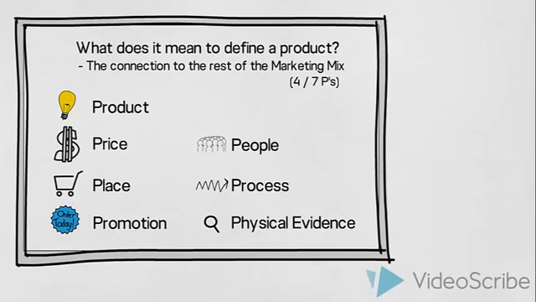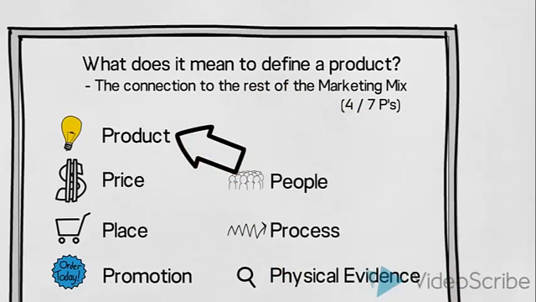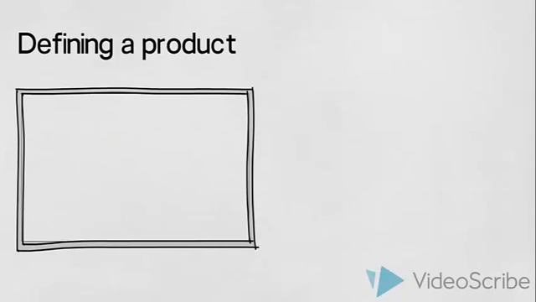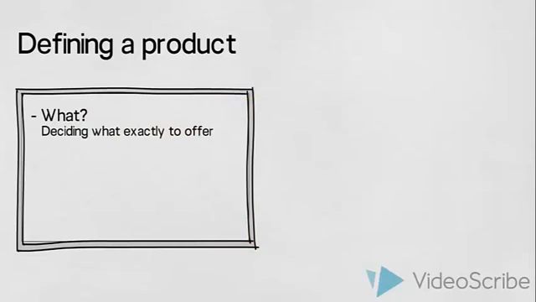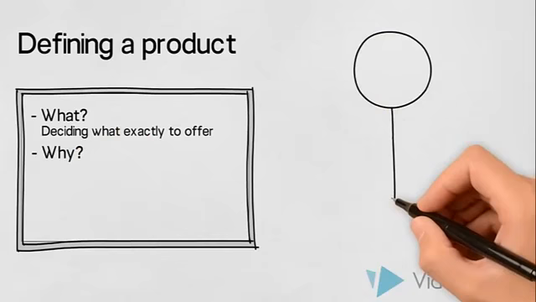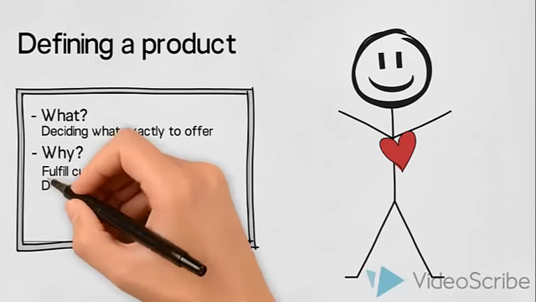None of the 4 or the 7 Ps should be decided on in isolation. However, product is the P which we will focus on in this video. So what does it mean to define a product? To define a product means to make some decisions on what exactly to offer the customer. And why? As marketers, we need to know how to do this in order to fulfill our target group's needs, wants, and desires, and to do this better than the competition. In other words, we are looking to differentiate our product offering.